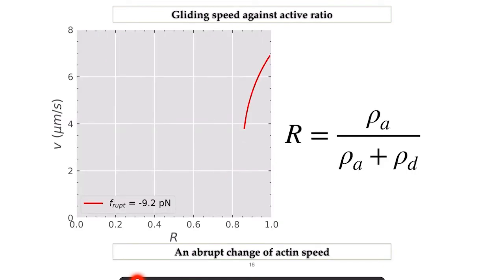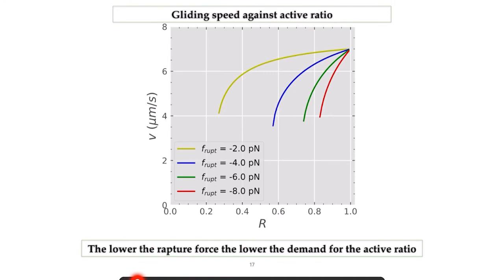Taking the stable solutions and rupture force as 9.2 picoNewtons and motor ratio as binding active motors over the total binding motors, we find that at the critical motor ratio of 0.85, the actin speed increases abruptly. We solved for other rupture forces ranging from 2.0 to 8.0 picoNewtons. The lower the rupture force, the lower the demand for active ratio. In all cases, we found that when the respective critical motor ratio is reached, the speed of the actin filament increases abruptly.